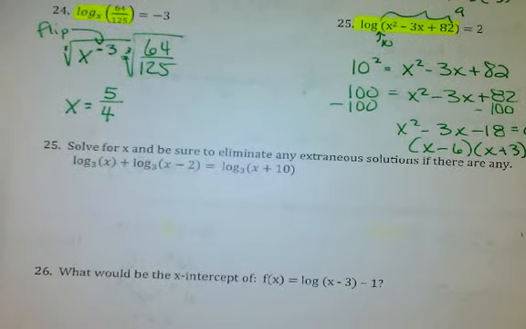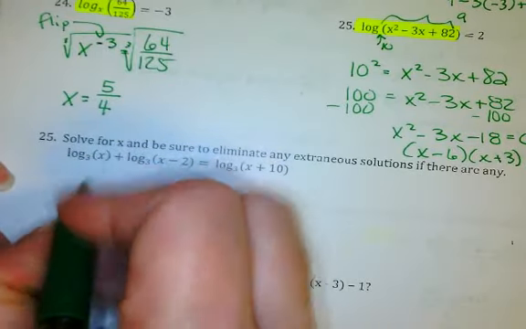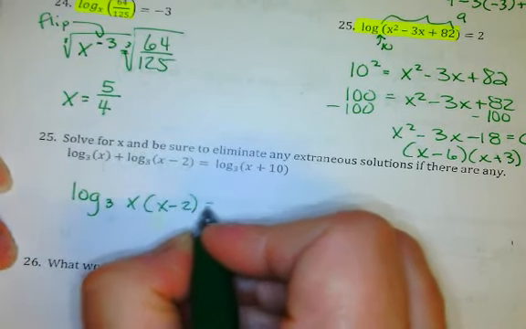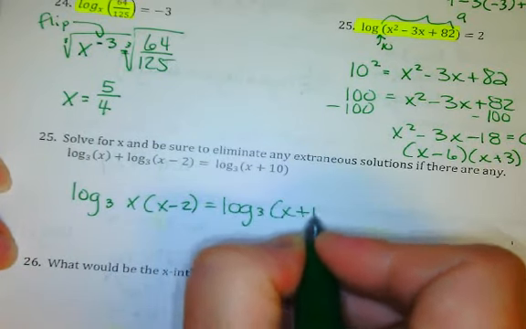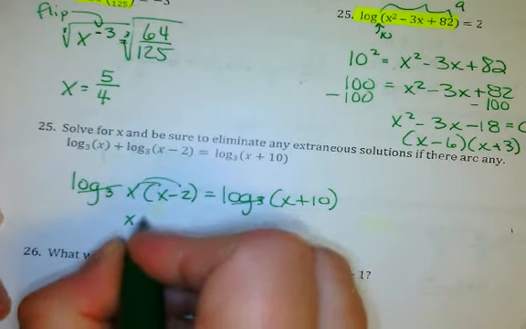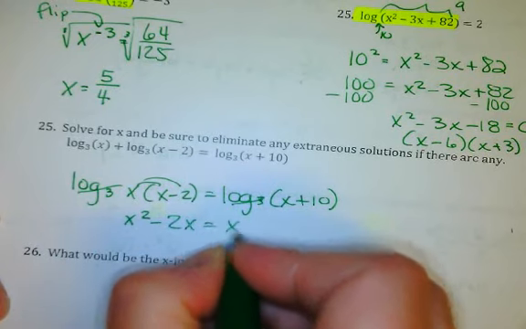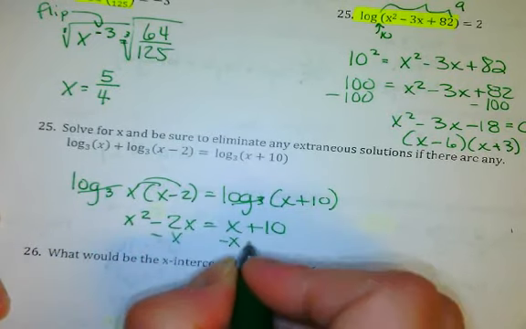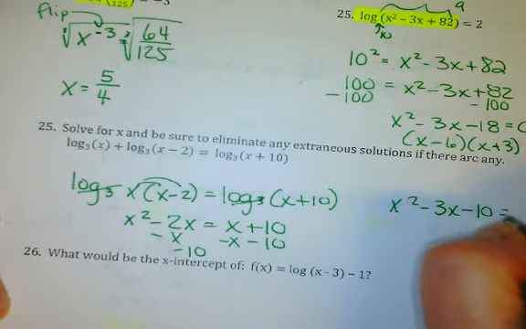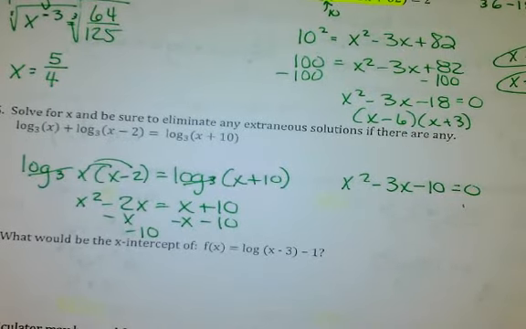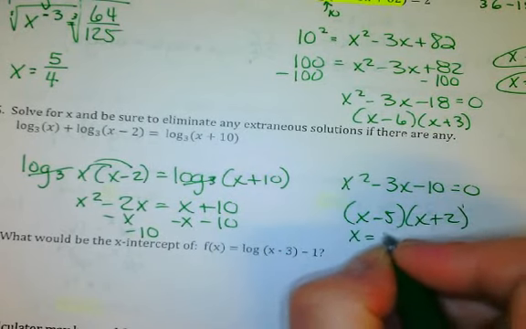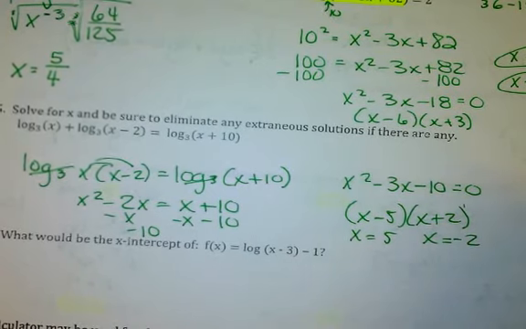All right, so the next one here they want you to solve, but you're going to have to do some condensing first. So if I do my condensing, I have log base 3 of x times x minus 2 equals log base 3 of x plus 10. Now, because the logs are the same on both sides, I can cancel them out. So that's x squared minus 2x equals x plus 10. Then I'm going to subtract. So that gives me x squared minus 3x minus 10 equals 0. And if I factor that, I get x minus 5 and x plus 2. So x equals 5 and x equals negative 2.